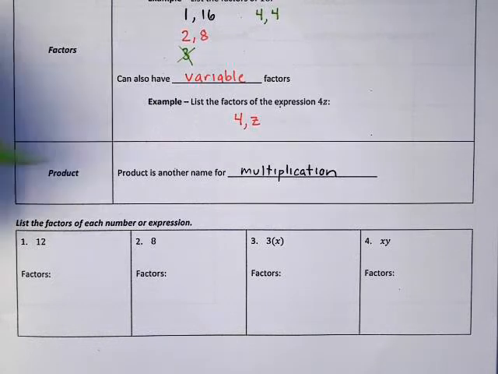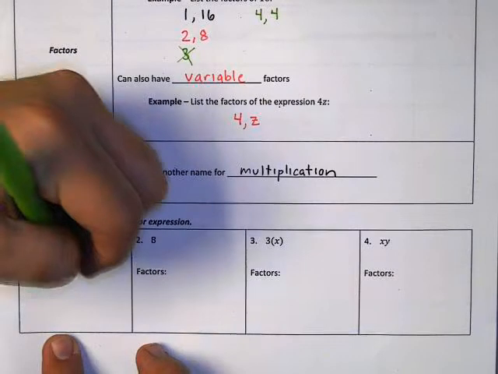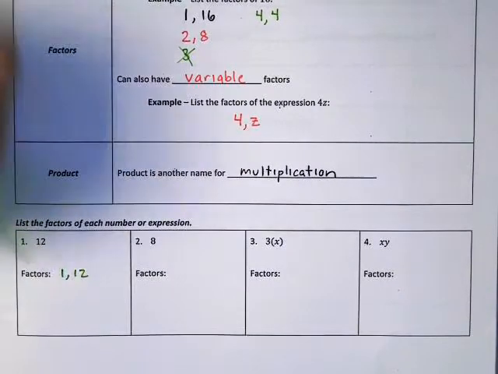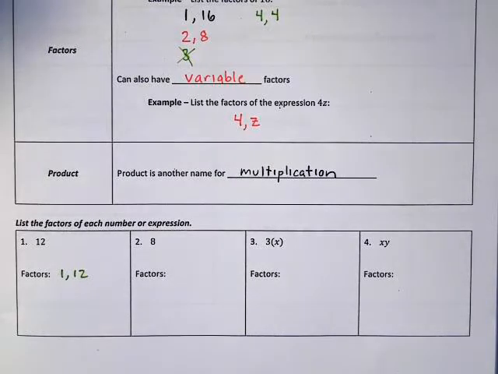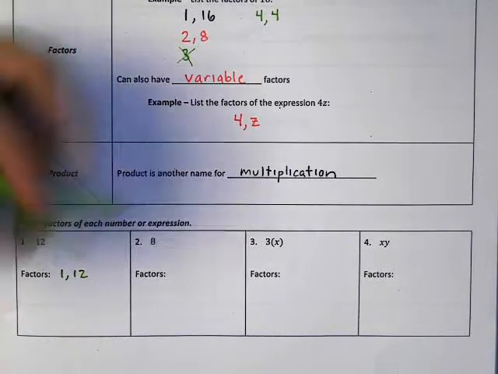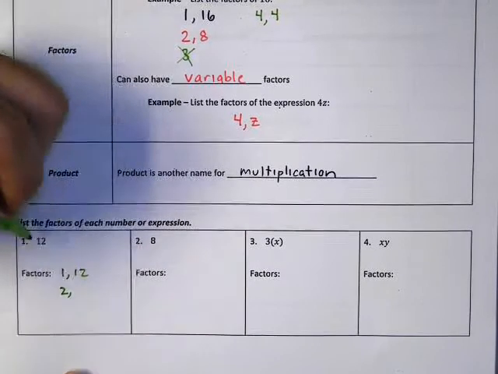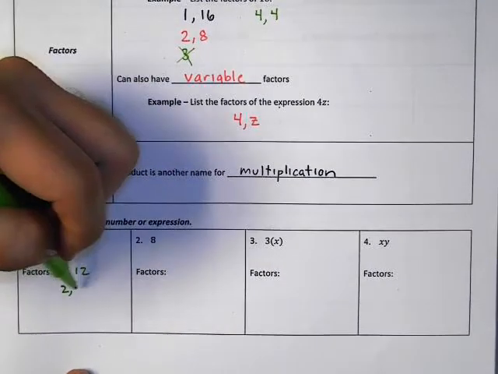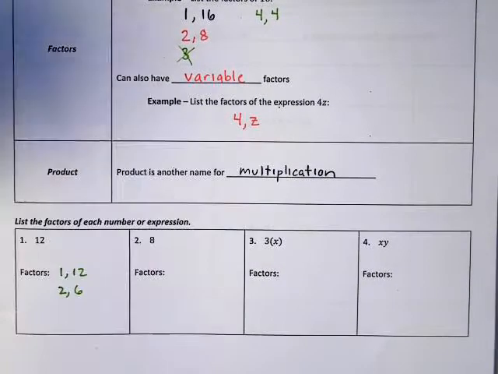All right, if I look at the number 12, the easiest one is, again, 1 and 12, right? 1 and the original number are always going to multiply back to the original number. Well, let's keep going. I know that 2 is going to go into 12, and it goes in 6 times. So 2 times 6 is 12, so my factor pair of 2 and 6 works.